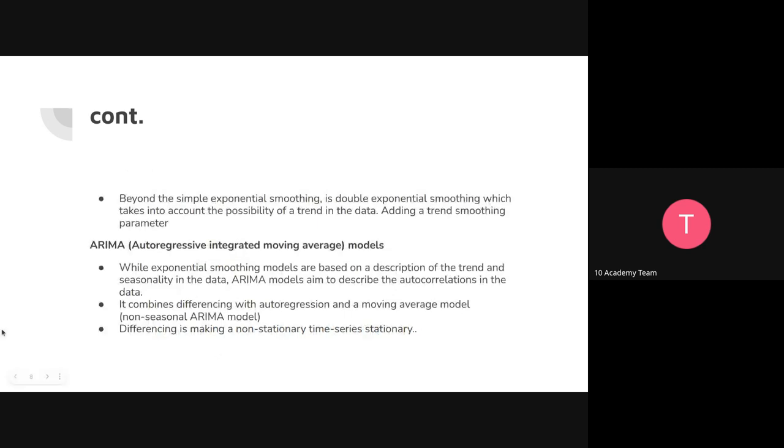The next one is ARIMA, as I said earlier, autoregressive integrated moving average. This one includes the autoregressive part, you have the moving average part, and the integrated part is basically differencing, which is removing the trends and seasonality from your data. This is a way to account for trends and seasonality in the data. This makes the model more capable of accounting for any trends or seasonality in the data, so making the prediction better.